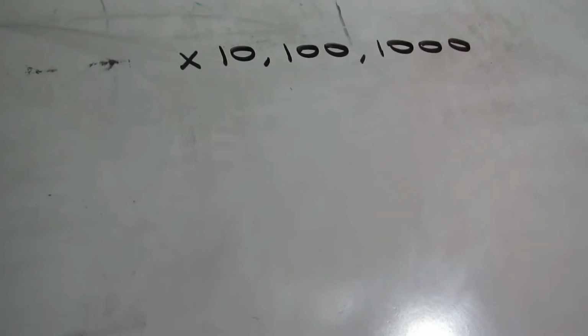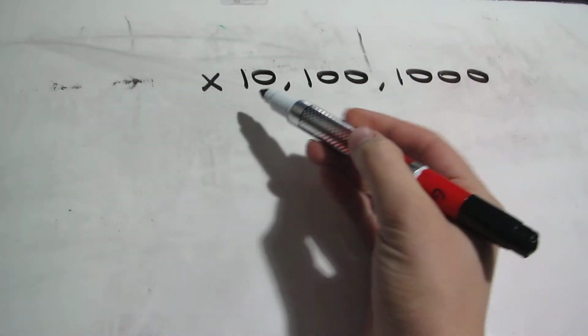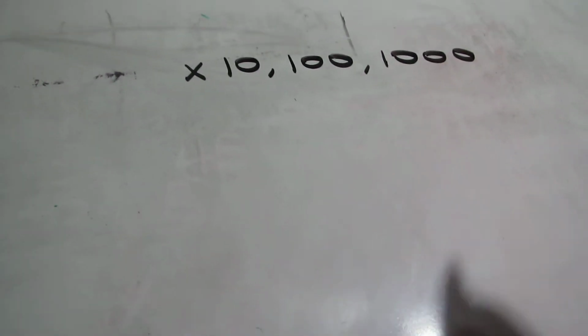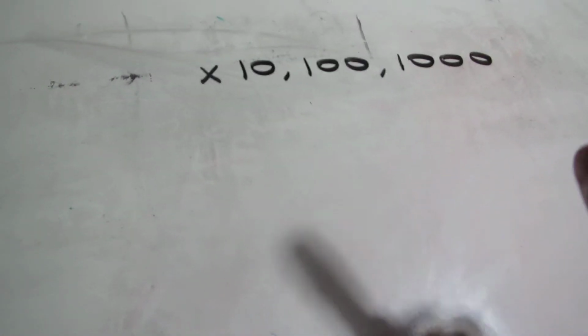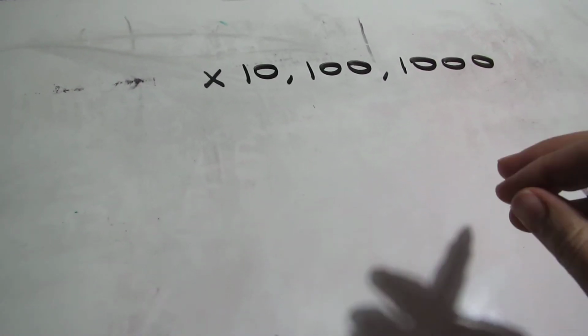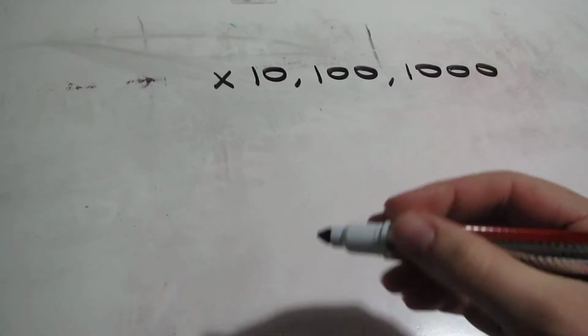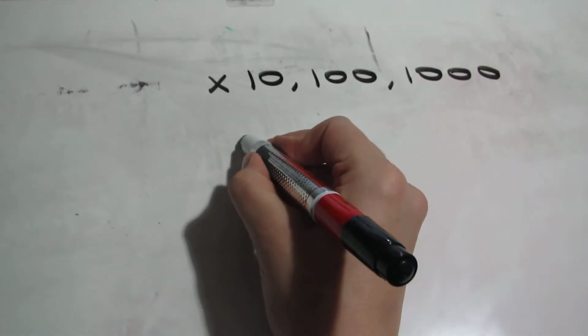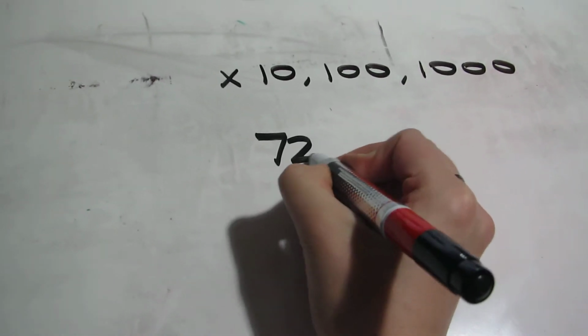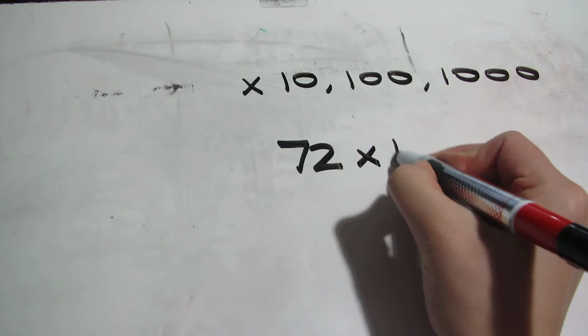Here is a video on multiplying by 10, 100, and 1,000. And there is a trick to this. So what we're going to do is 3 different examples, and I'll show you what happens in each of them. So we're going to start with the example of a whole number. 72 times 10.